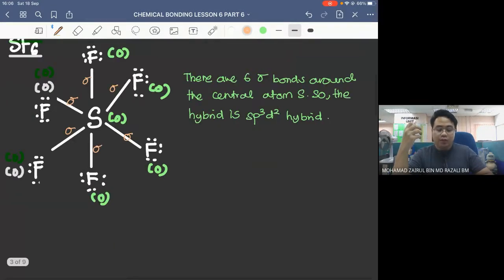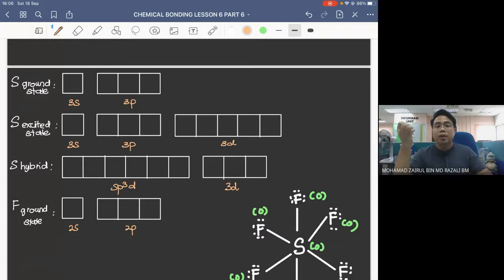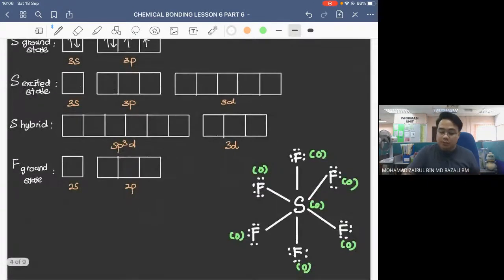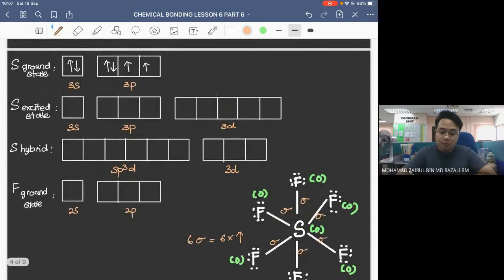Sulfur is located in group 16 and in period 3. So that means sulfur will have a valence electron count equal to 6. 2 of the electrons will occupy the 3s orbital and another 4 of the electrons will occupy the 3p orbital. If you look at the Lewis structure of the SF6, we have 1, 2, 3, 4, 5, 6 sigma bonds. That means for the hybrid to form, you need to have 6 unpaired electrons. However, if you look at the ground state sulfur, we only have 2 unpaired electrons.